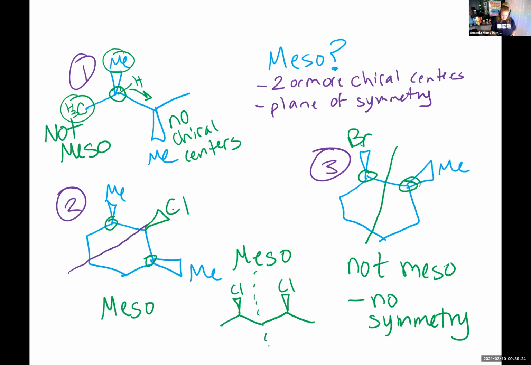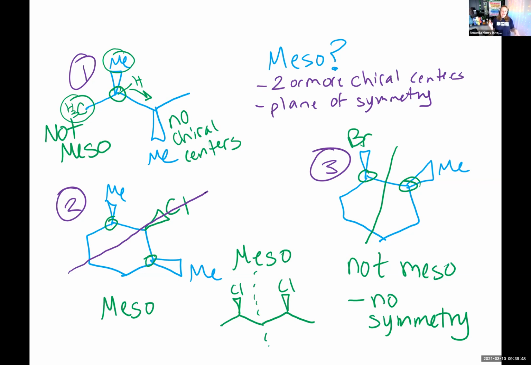So we'll put my plane of symmetry back in there. And yes, that is a line of symmetry, to answer the other question in the chat. Any other questions about the meso-ness?